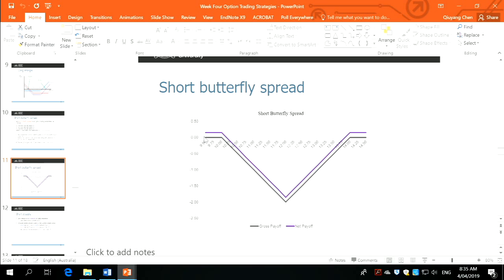Now, if the share price is really volatile, either finishing really high or really low, we're going to make a 15 cents gain. Okay? So that's why I said the rationale behind the short butterfly is similar to the long straddle and the long strangle. They both have this V-shaped pattern. Does that make sense?